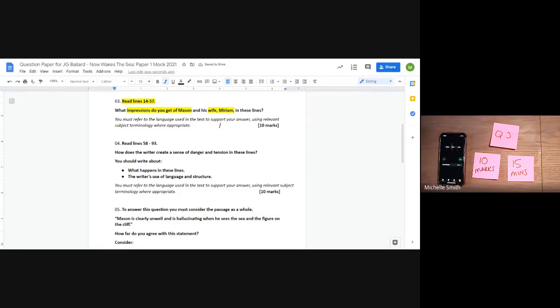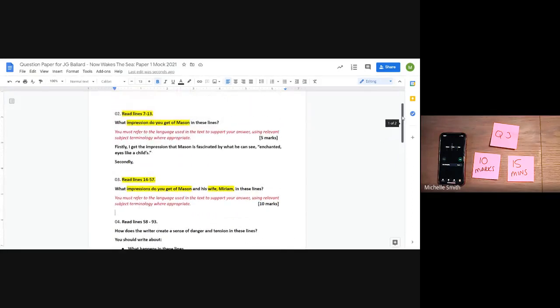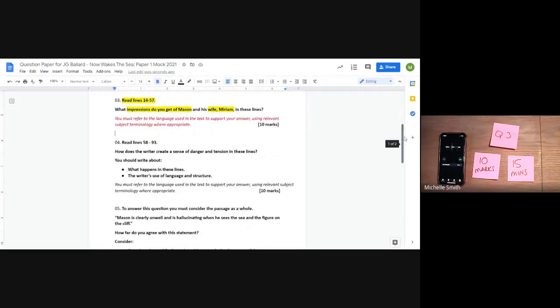Again, you must refer to the language used in the text to support your answer using relevant subject terminology where appropriate. That's just to remind you that you need to make sure that you quote. For every impression you write of Mason or his wife Miriam, a quote must support it. It's also a 10-mark question now. So we've gone from 2 5-markers to a 10-mark question.